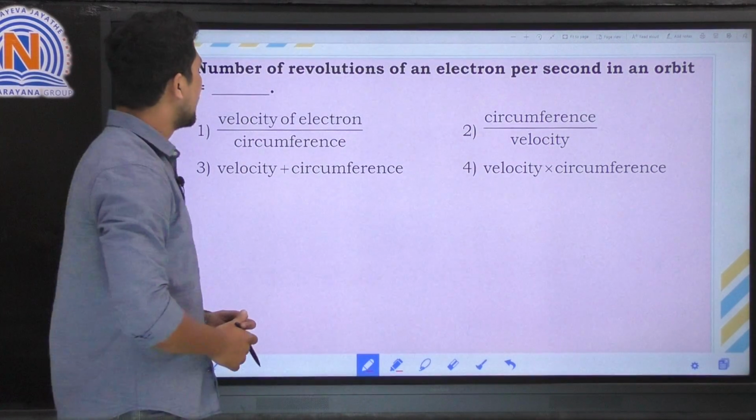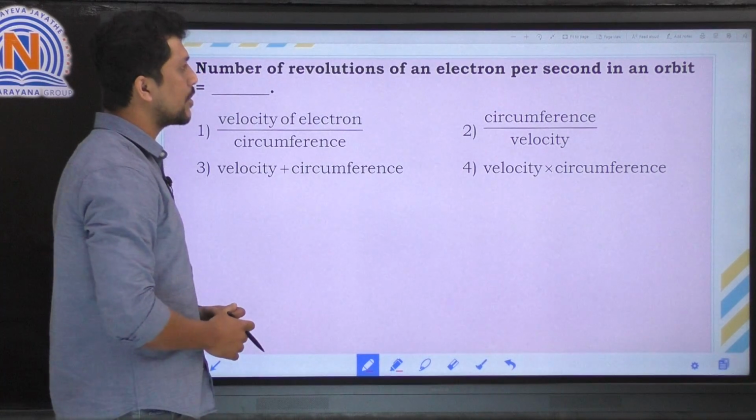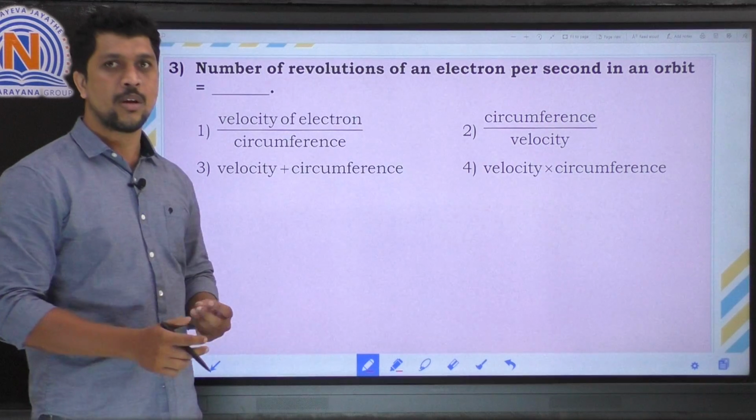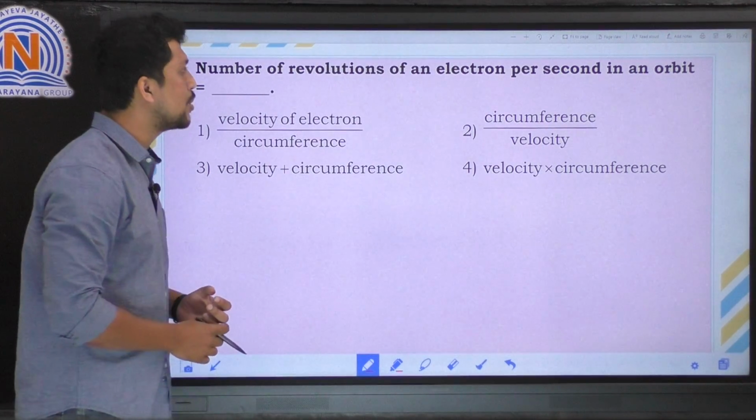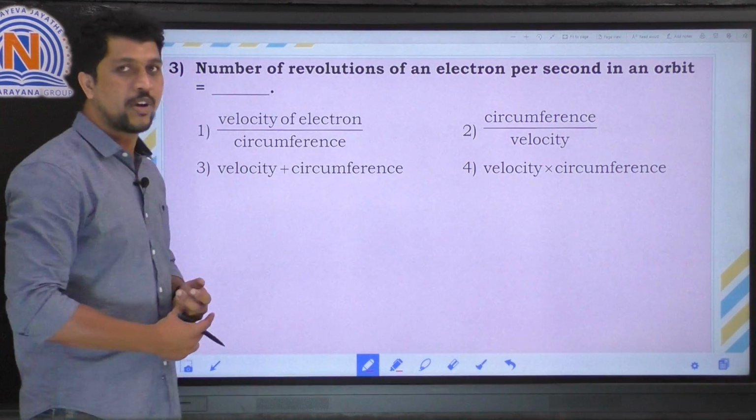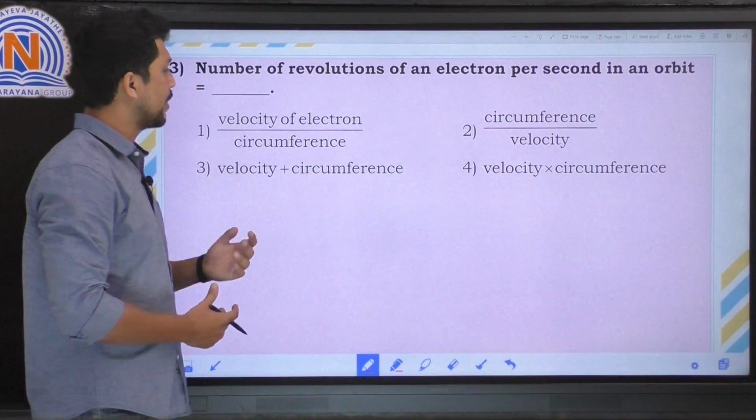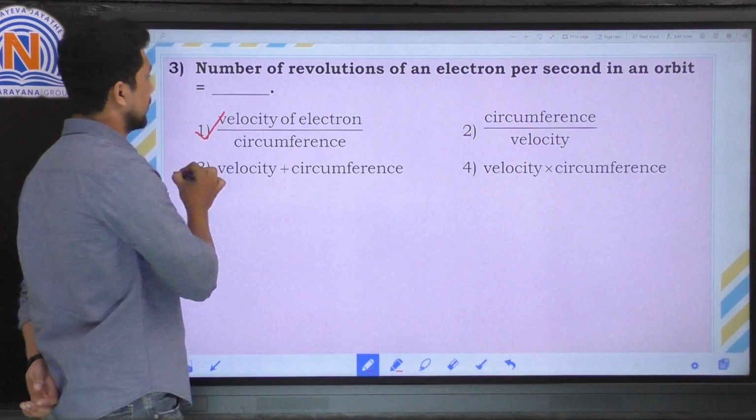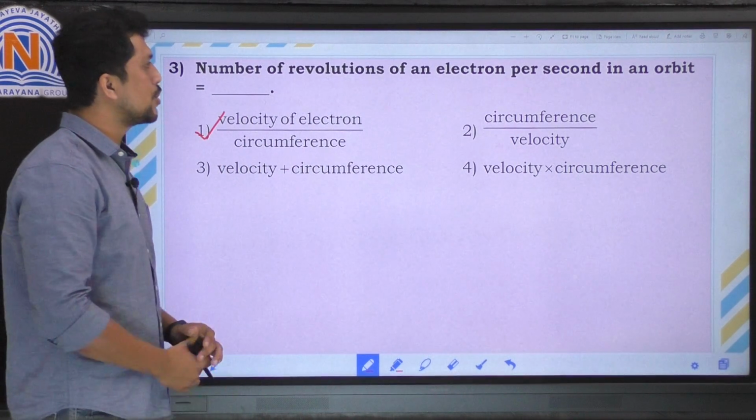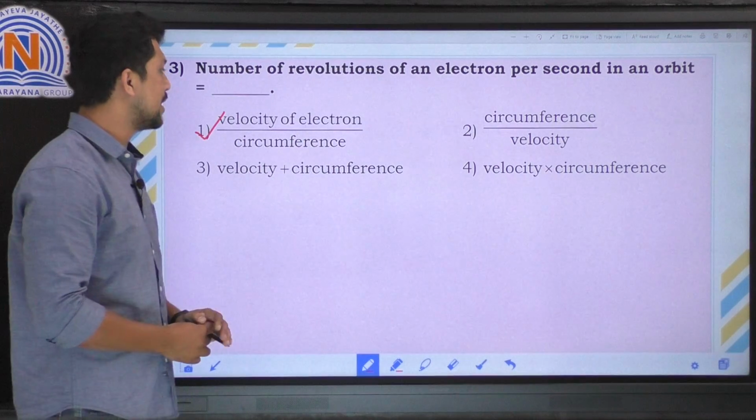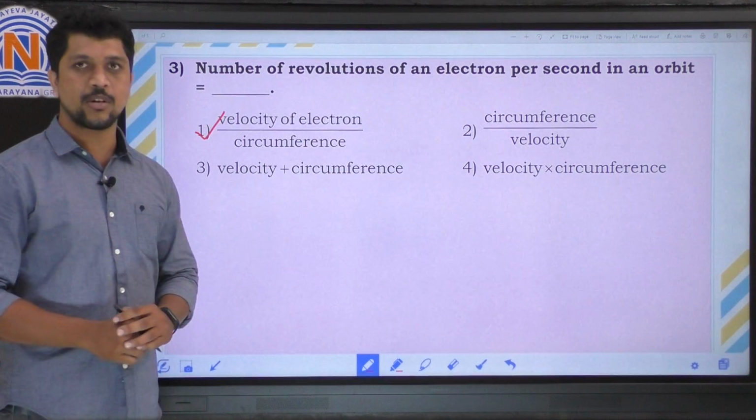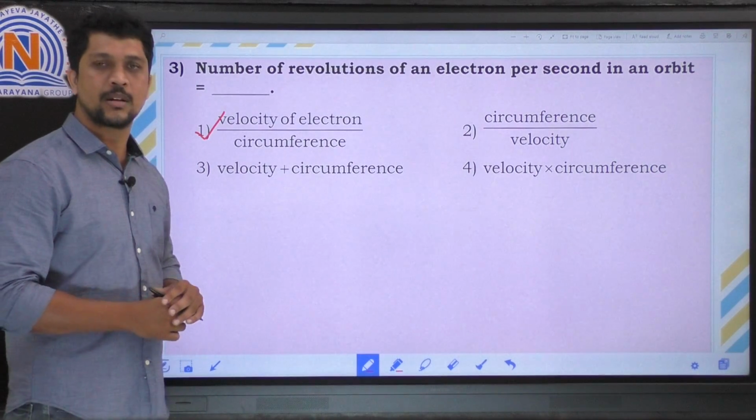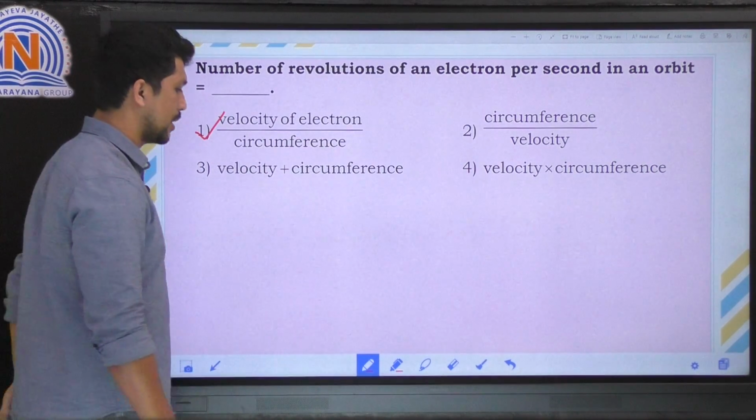The question is, the number of revolutions of an electron per second in an orbit is equal to. So here we need to find the formula for the number of revolutions of an electron, that is velocity of an electron by circumference, right? So the correct option is first option. So the number of revolutions of an electron per second is equal to velocity of the electron by circumference of that particular orbit. Clear? Let's move on to the next question.